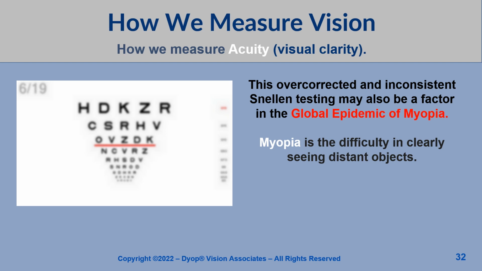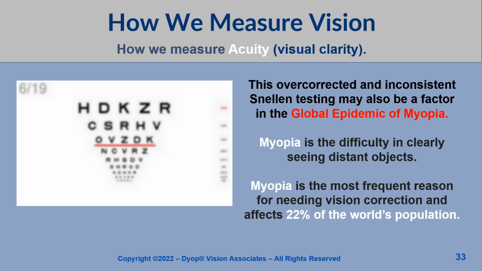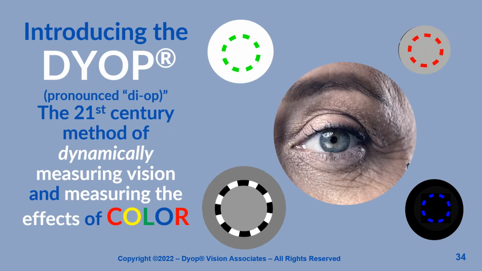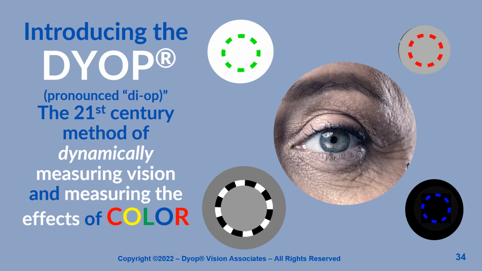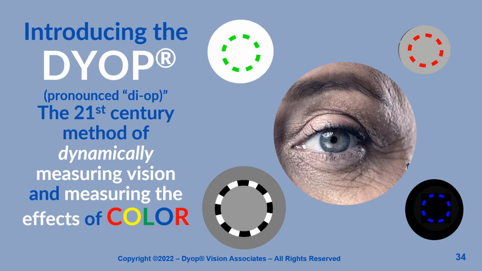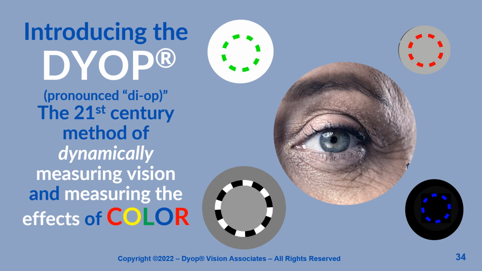Myopia is the difficulty in clearly seeing distant objects. Myopia is the most frequent reason for needing vision correction and affects 22% of the world's population. The solution? Introducing the Dyop, the 21st century method of dynamically measuring vision and measuring the effects of color.